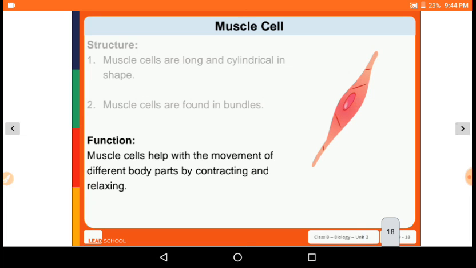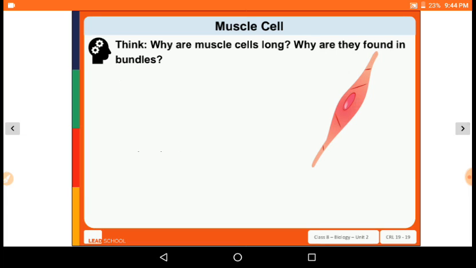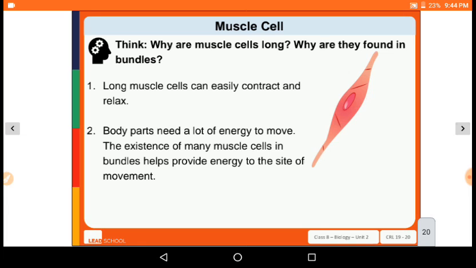What is the function? The function is that it helps in the movement of the different body parts by relaxing or contracting. Why are the muscle cells long and why are they found in bundles? Because long muscle cells can easily contract and relax, and body parts need a lot of energy to move. The many muscle cells in bundles help to provide energy to the site of the movement.